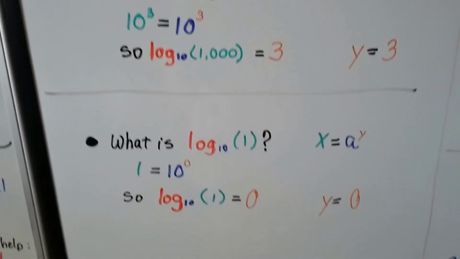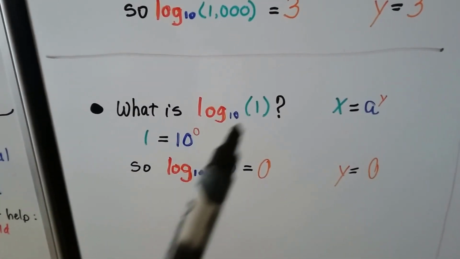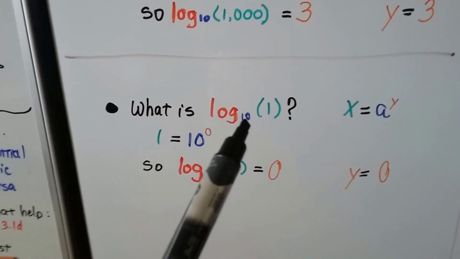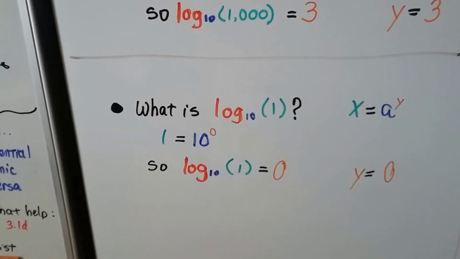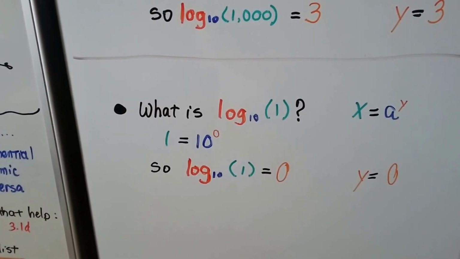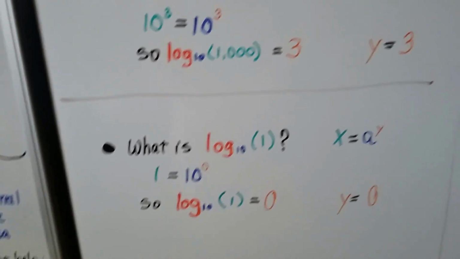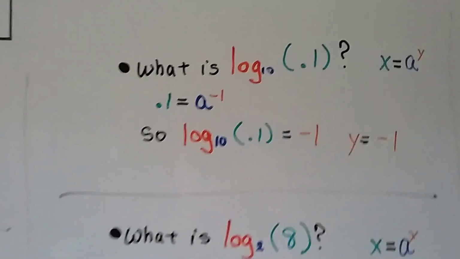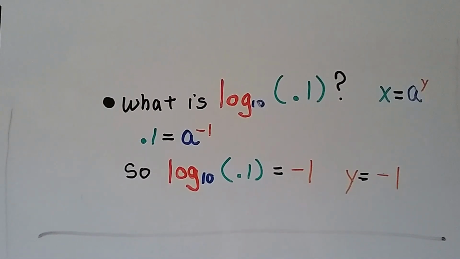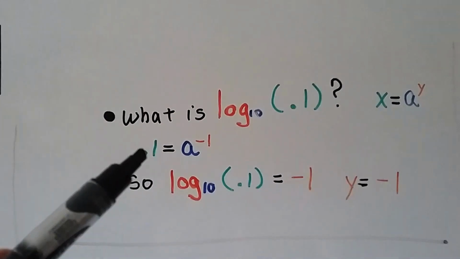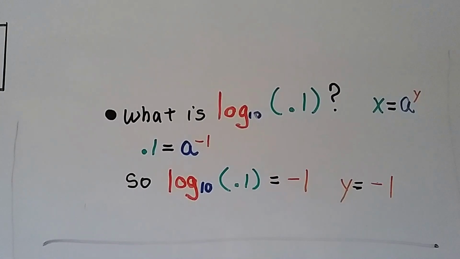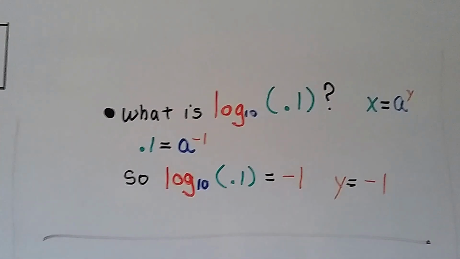Let's try it again. Now we've got log base 10 of 1. Well, if 10 is the base, what exponent can we have for it that's going to make it equal a 1? A 0. So this is going to equal 0. Let's try it again. Now we've got log base 10 of 1/10. So 1/10, 0.1, is going to be equal to a to the negative 1. So it's going to equal negative 1. That's our exponent.